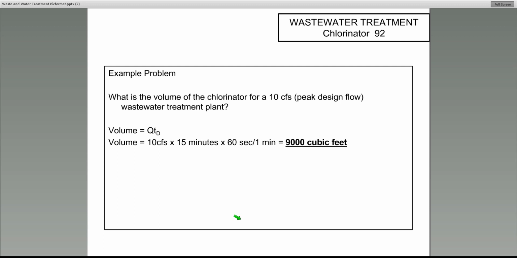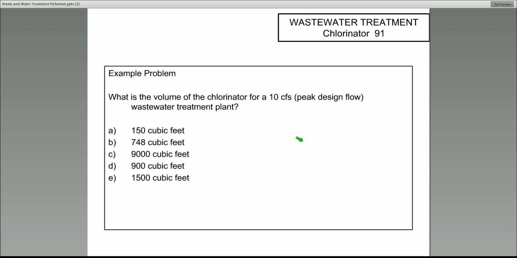Okay, if we go back, we're given a detention time of 15 minutes, so we're going to use, you've got 2 formulas to use for wastewater and water. One is volume equals Q over TD, and the other one uses the overflow rate on the bottom. So with this one, volume is equal to 10 CFS times 15 minutes times 60 seconds, which converts the minutes to seconds to cancel out the cubic feet per second, and you get 9,000 cubic feet. That would be C.